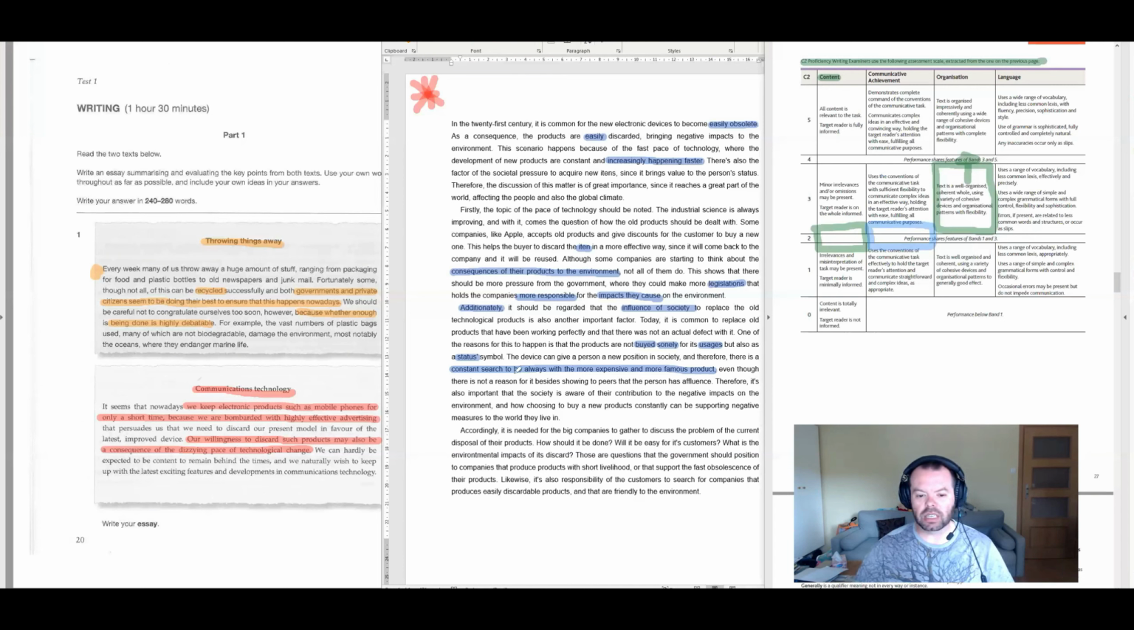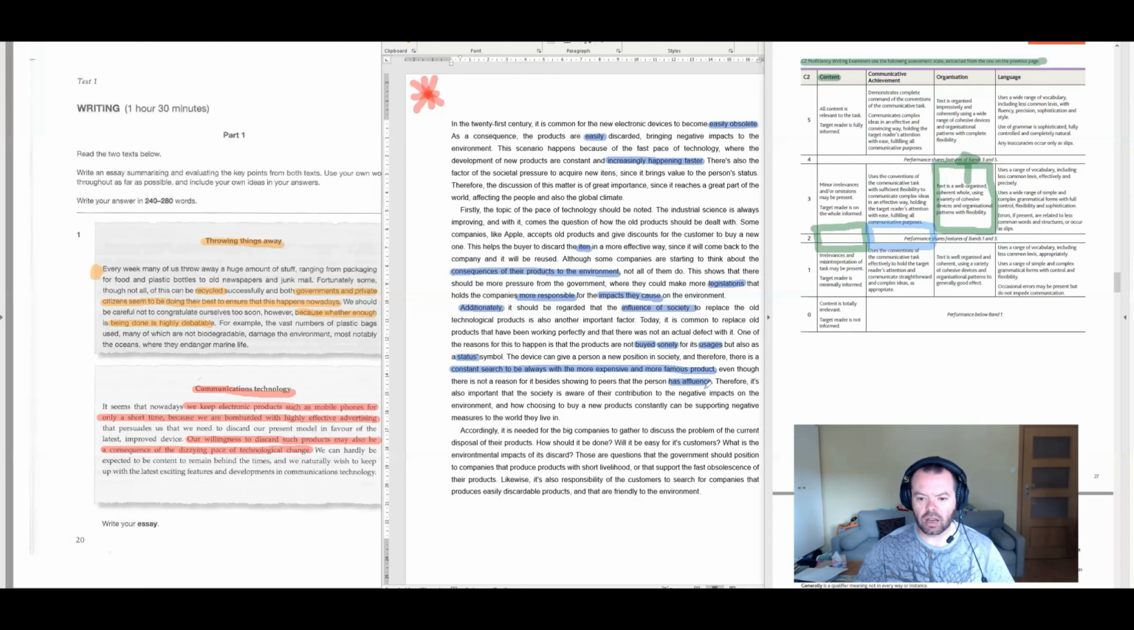Also, we've got this little problem here, constant search to be always with. Always with, you mean to always have, perhaps, even though there is not a reason for it. The person has affluence. Has affluence, maybe is affluent, is more likely.